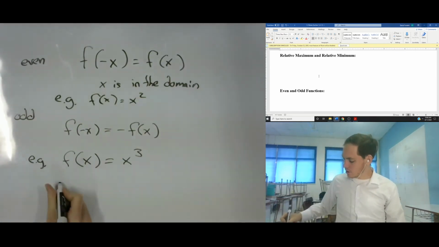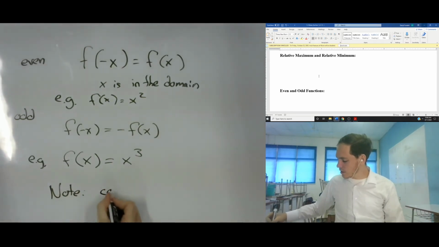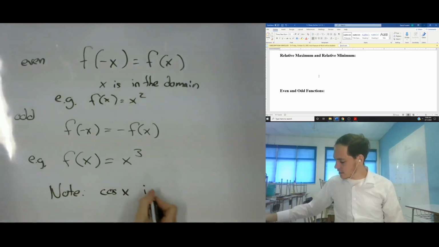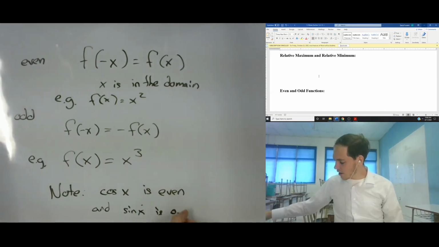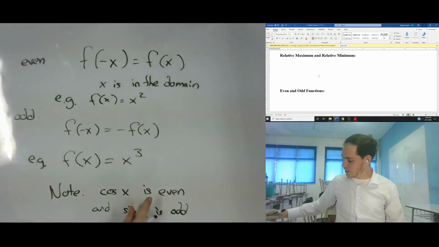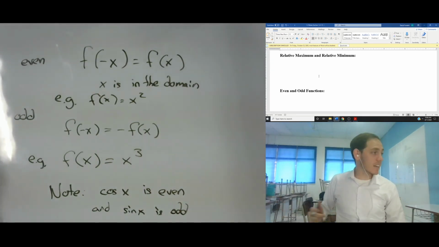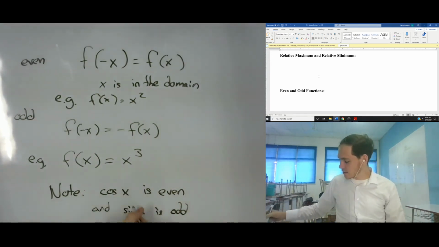Now note, I want you to note something. Note that cosine of x is even and sine of x is odd. Okay? Sine of x is odd, cosine of x is even.